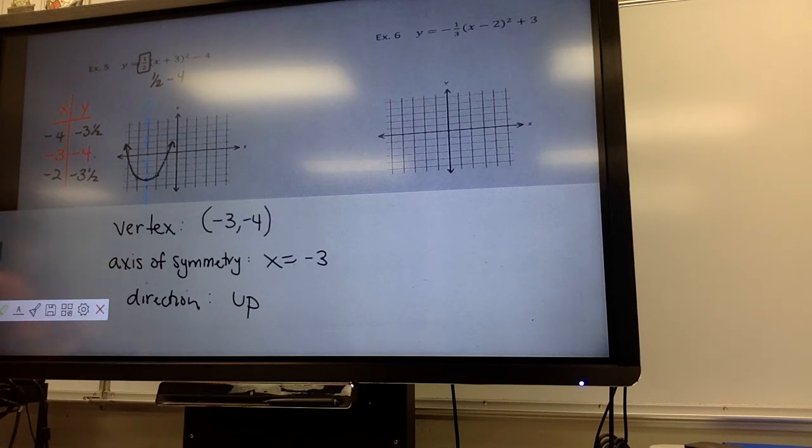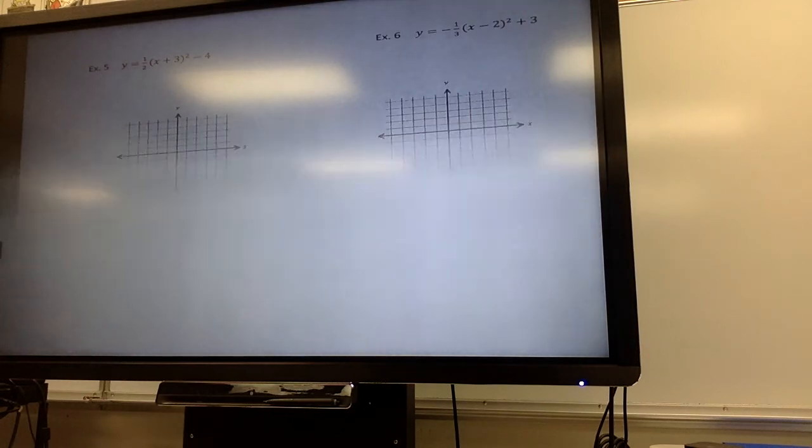It's a fraction. So when it was a fraction, that U shape from the parent did what? Did it get skinnier or did it get wider? Wider. It got wider. So that's why this U is wider than our parent function, because of that 1/2. If that were a 2 or if that were a 3, you would see that U get skinny, and it would go up more quickly. Okay, so questions on that? Are we good with axis of symmetry? I hope so.